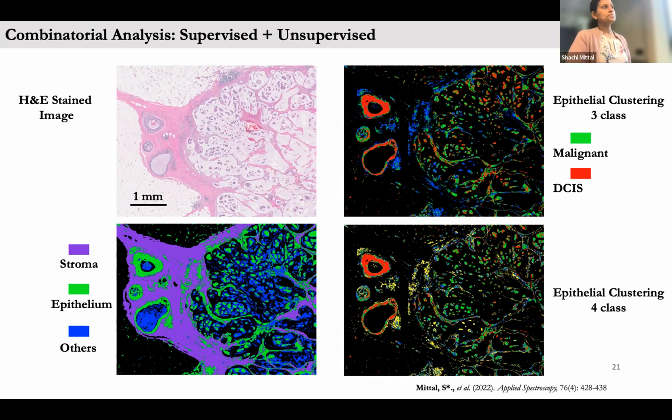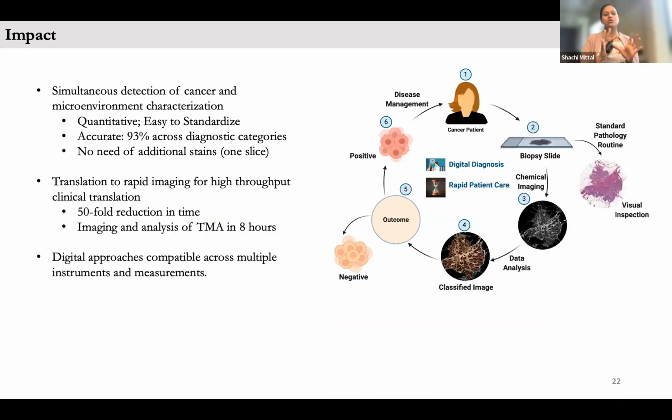much better way. So the impact of this work was we were able to develop something that is quantitative, that can give us information about the cancer cells as well as the changes in the microenvironment, and is easy to standardize. We could get a 50-fold reduction in time, and this approach is compatible across different imaging instruments. But again, the problem is that infrared imaging technology is not a clinically approved technology. So there is going to be still a lot of time in taking these technologies to actual human impact.